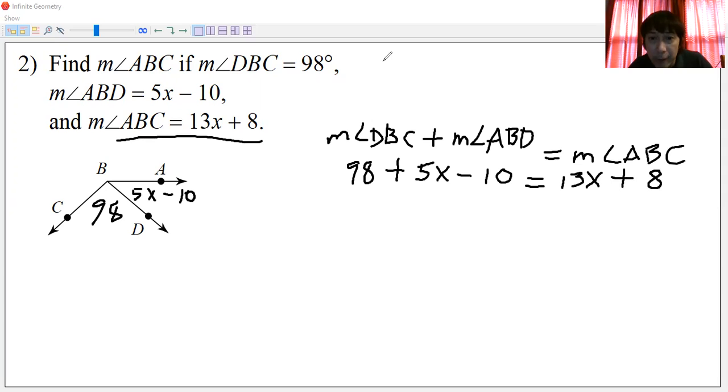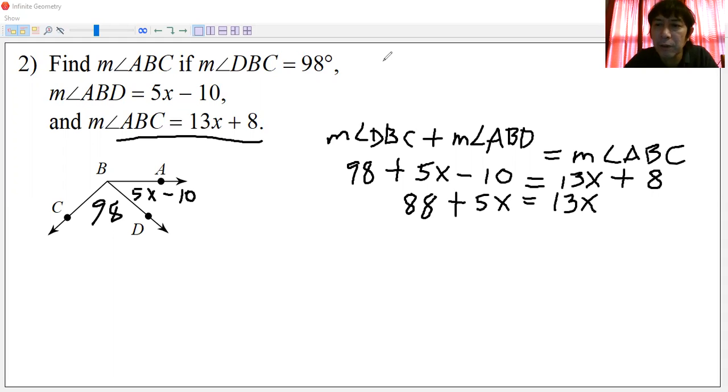All right, let's combine like terms at the left side. 98 minus 10, that should be up to 88. So we have here 88. And we still have the 5x. And the right side is still 13x plus 8 there. And we're going to subtract now the 5x from both sides. This will be minus 5x, and this is minus 5x there. And this cancels out to 0, the 5x and the minus 5x, and we only have 88.